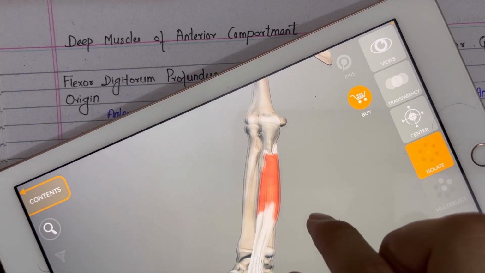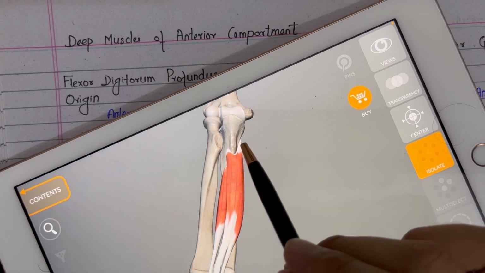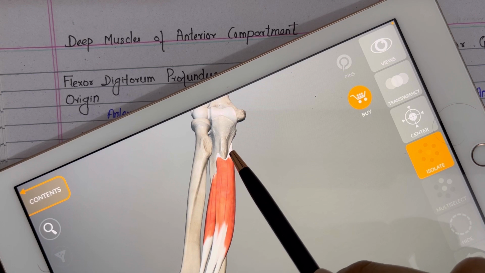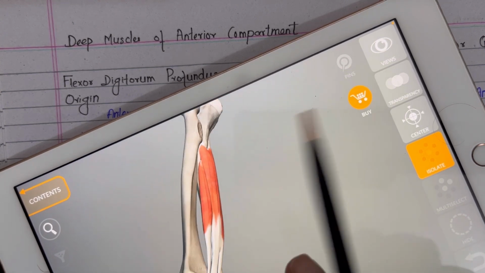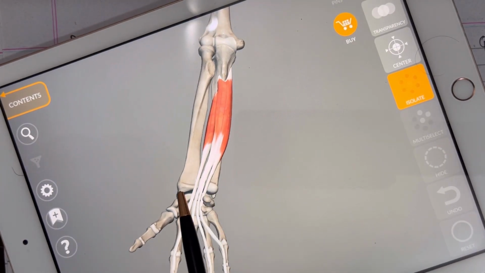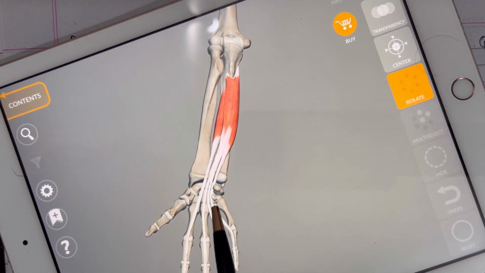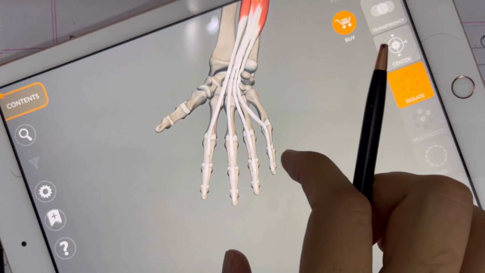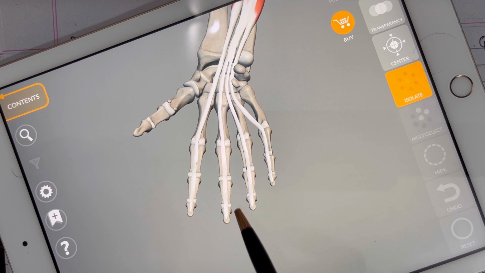The flexor digitorum profundus muscle originates from the anterior medial aspect of the ulnar bone. This is the ulnar bone, and here this muscle originates from the anterior and medial aspect. This muscle runs inferiorly, passes under the flexor retinaculum and divides into four tendons. These tendons insert into the distal phalanges of the medial four fingers.